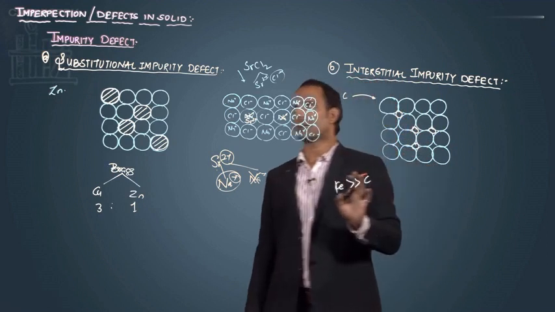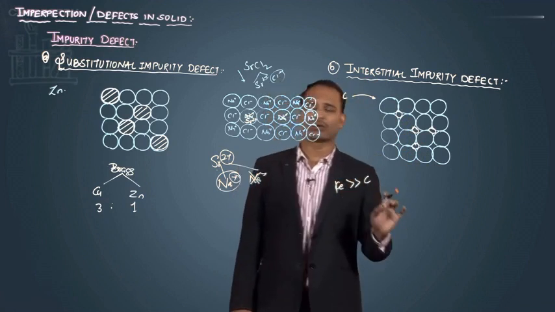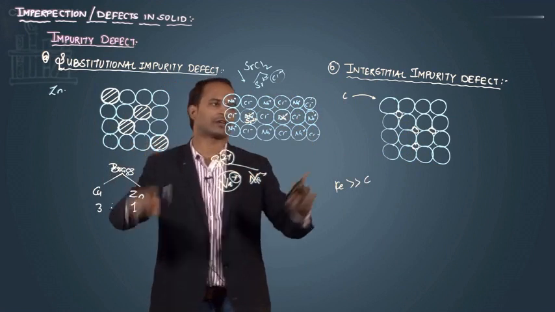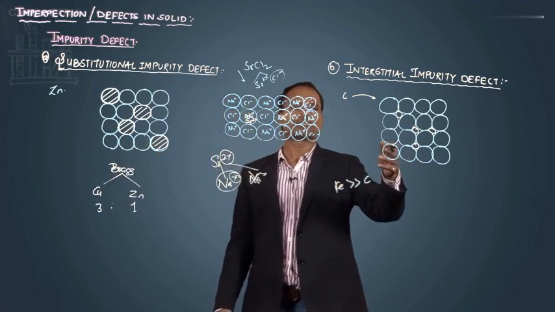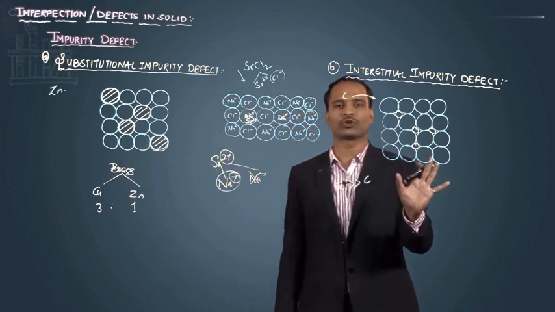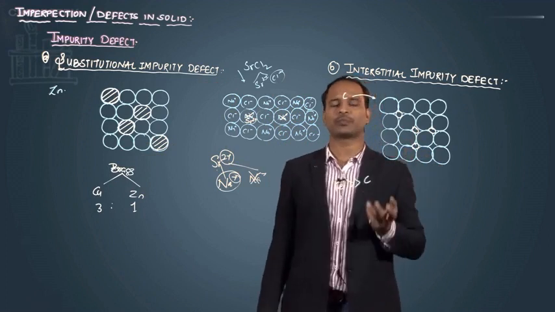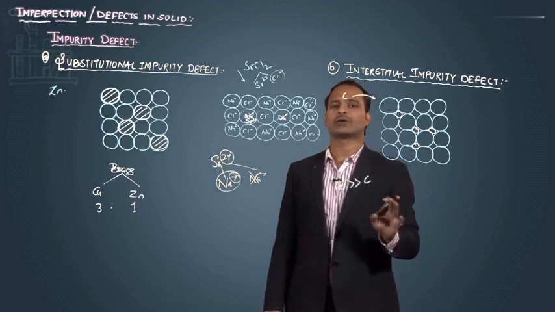So this is about the impurity defect, which occurs only when an impurity is added. Suppose the zinc was not added, there is no impurity defect. If the carbon is not added, again it is pure, and the impurity defect will not come into the picture. So this is about impurity defect.